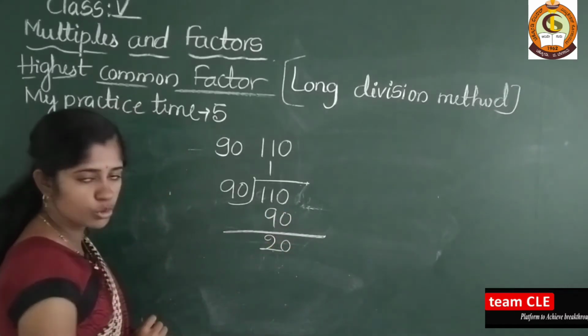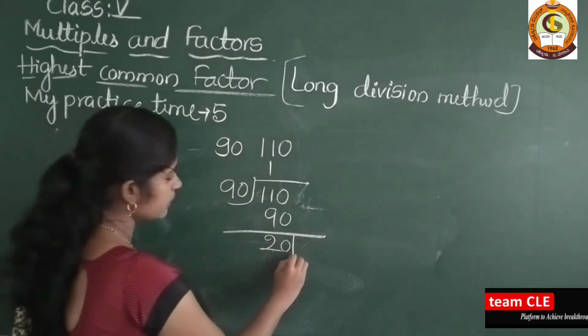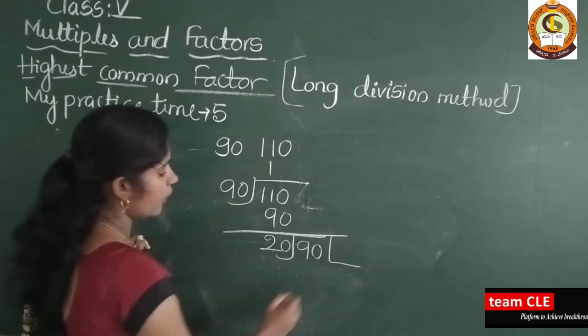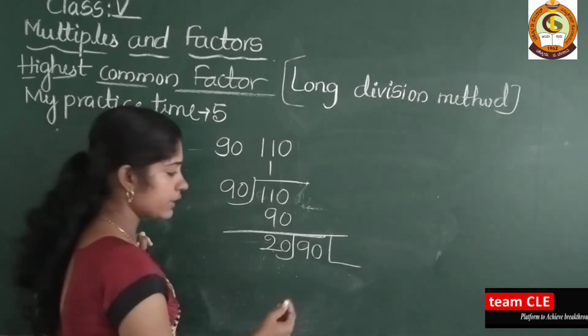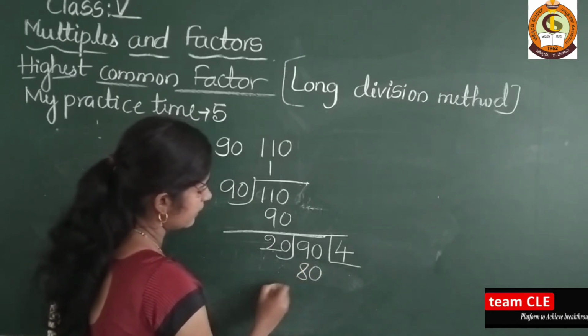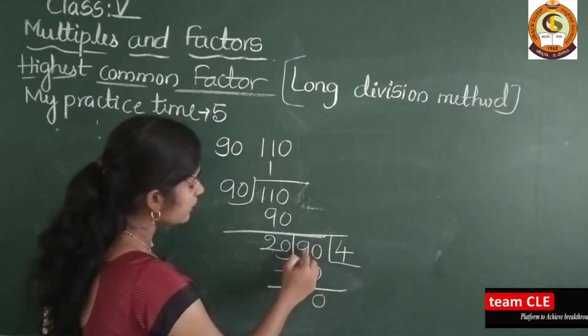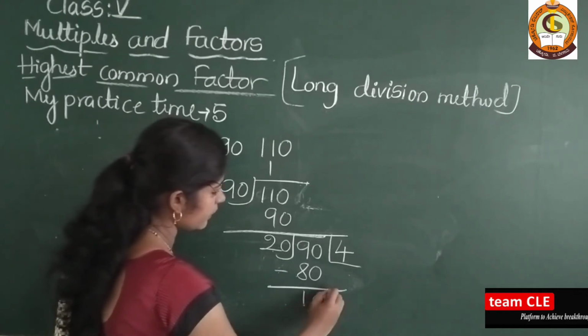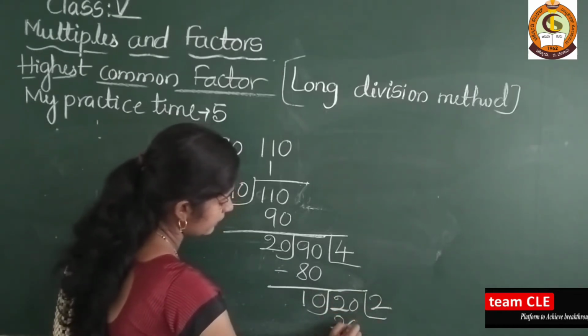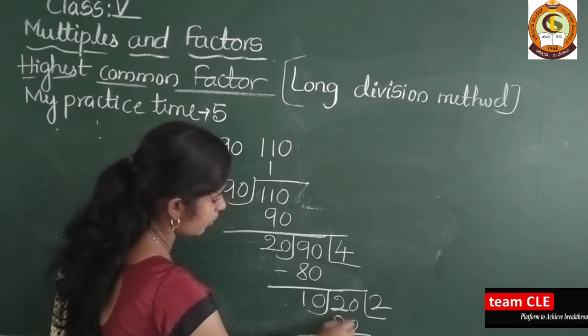Okay, here do I have to stop? No, again you have to take this divisor. Here you take 90. 20, how much are 90? Not there, so the smallest number is 4. 4 2s are 80. 0, 9 minus 8 is 1. Again you take here 20. 10 2s are 20. 0, 0.